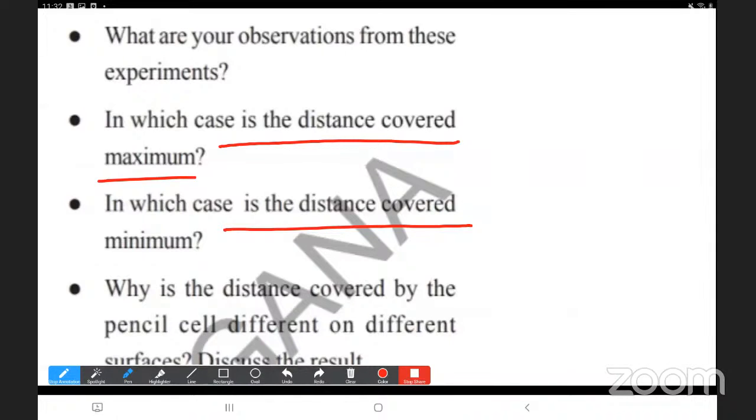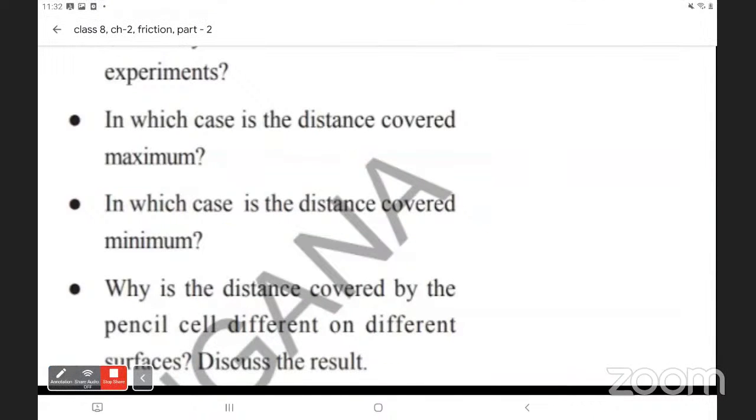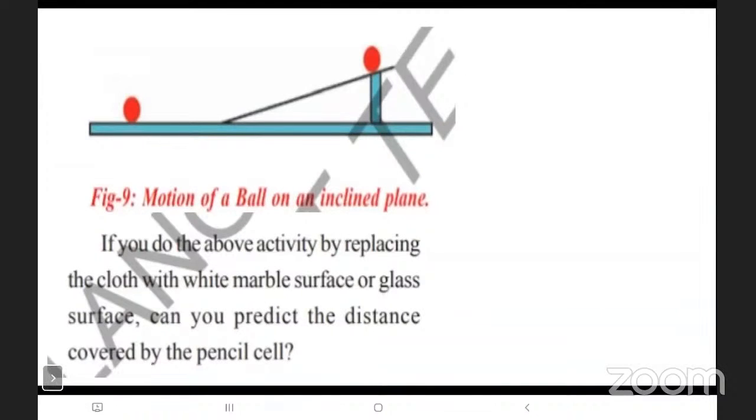Okay. Now, if you do the above activity by replacing the cloth with a white marble surface or glass surface, can you predict the distance covered by the pencil cell? When we do this experiment by replacing the cloth with a white marble surface or glass surface, the distance covered by the pencil cell is more. Remember this point.